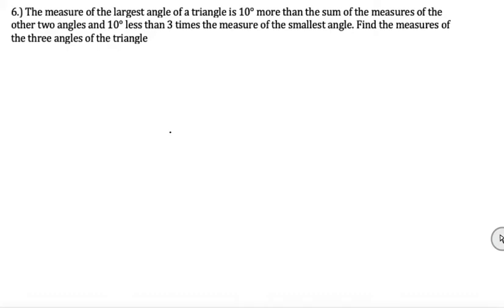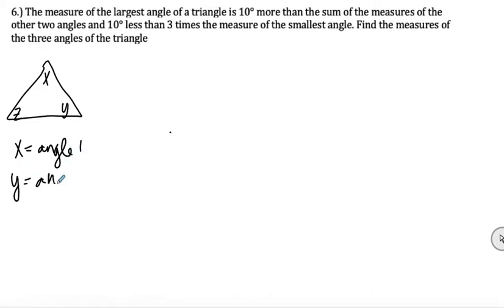So quite a mouthful, but if we define our variables and break it down, we can write the three equations and then we can solve. Sometimes it helps just to draw a picture. Obviously this might not be drawn to scale, but we have a triangle and we have angles X, Y, and Z. So X is going to be angle 1, Y is going to be angle 2, and Z is going to be angle 3. Okay, so we have our angles defined.